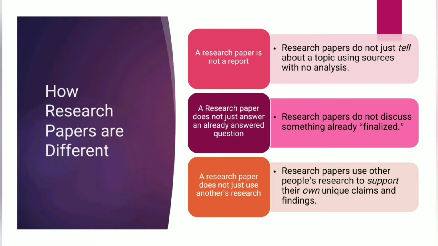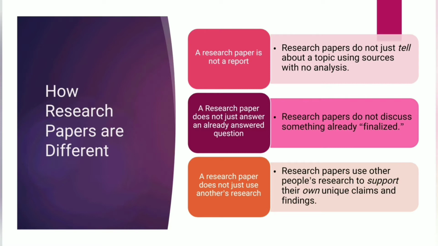Research papers also do not answer questions that are already answered. A research paper likes to look for something that is new. It doesn't want to explain something that everybody already agrees about. For example, it would be silly to write a research paper about why the sky is blue when most people are already well aware why the sky is blue. A good research paper topic will look for something that is not quite finalized and still has room for debate.